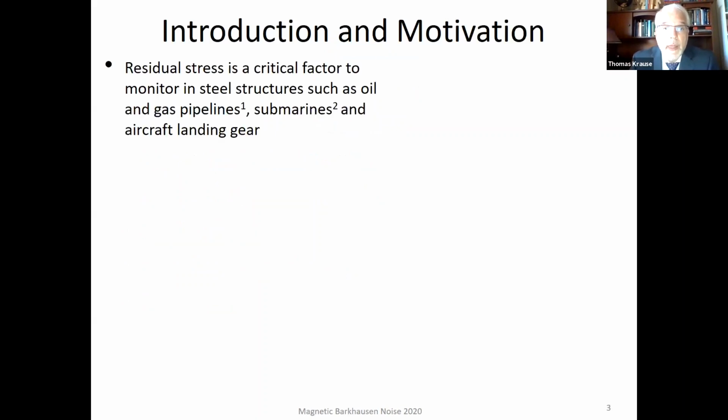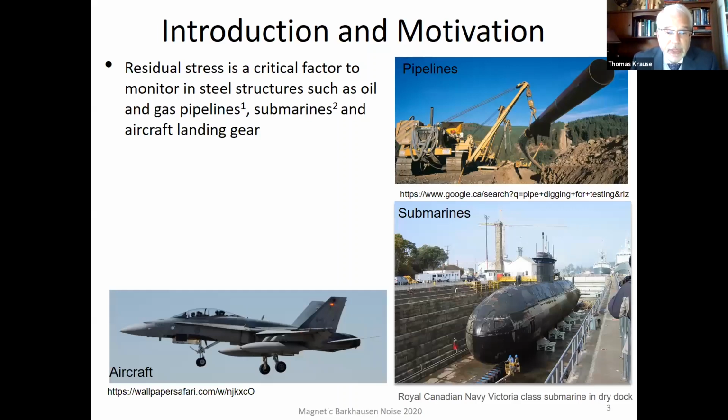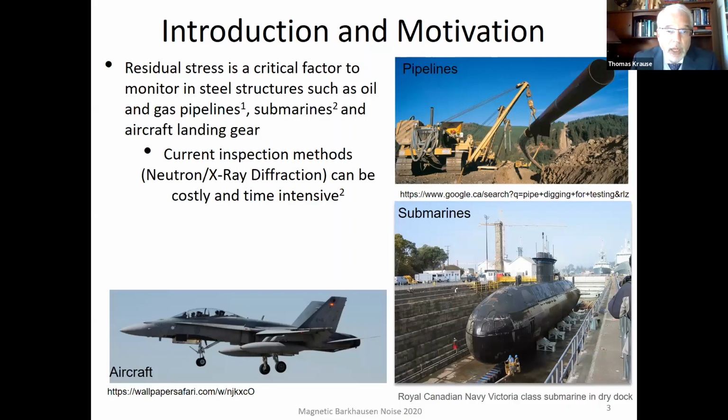So first, the residual stress in steel materials is a critical factor to monitor, for example, in oil and gas pipelines, submarines, and aircraft landing gear. And these are just some examples of some of those applications. But current inspection methods such as neutron and X-ray diffraction can be costly. We can't actually transport a nuclear reactor to provide us with neutrons, and X-ray diffraction only provides a very thin surface measurement, requires surface preparation, and takes some time.